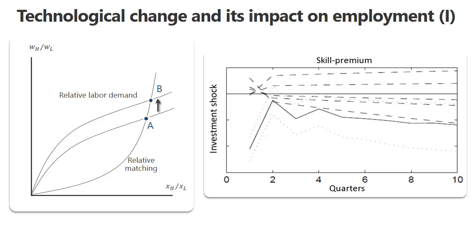than complements. Therefore, the skill premium decreases and the relative price of investment goods increases in response to skill-biased technology shocks. Thus, the dashed line that most closely matches the empirical skill premium in the figure is the one with a very strong degree of capital skill substitutability.